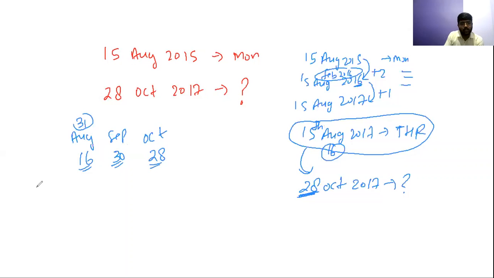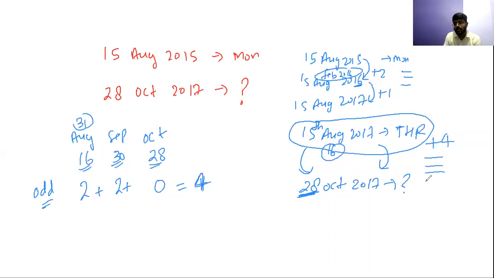So you just find the odd days in these months. In 16, how many odd days will be there? 2 odd days. In 30, how many odd days? 2 odd days. In 28, how many odd days? 0 odd days. So total 2 plus 2 plus 0 is nothing but 4. So when you are traveling from 15th August 17 to 28th October 2017, there are 4 odd days. So you will add 4 to your Thursday. If you add 4 to Thursday, the answer will be Friday, Saturday, Sunday, and Monday. So Monday is the answer for this question. I hope the idea is very clear here.